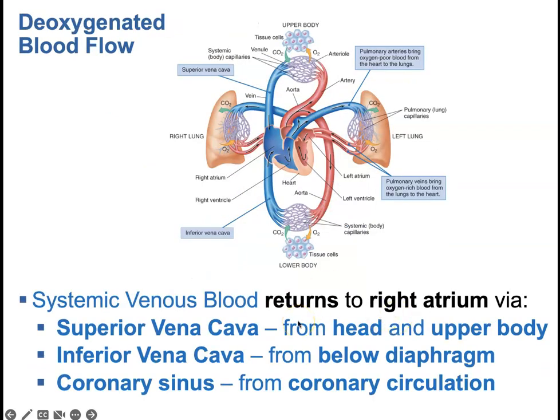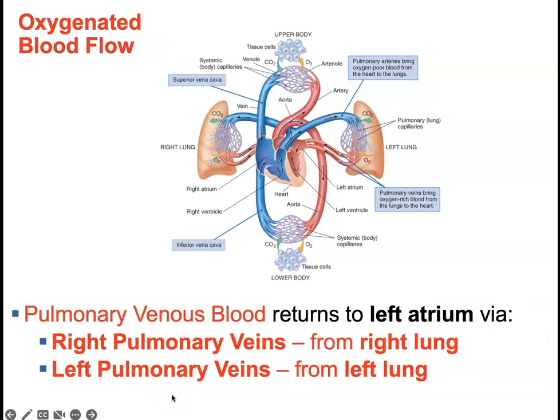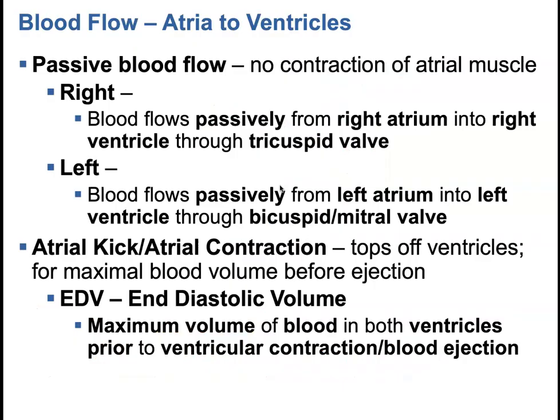Then remember that your deoxygenated blood is going to return to the right atrium through the superior vena cava, inferior vena cava, and the coronary sinus. And then your oxygenated blood is going to go out into the aorta, and then it'll get distributed into the systemic circulation. The pulmonary venous blood will then return through the pulmonary veins into the left side of the heart.